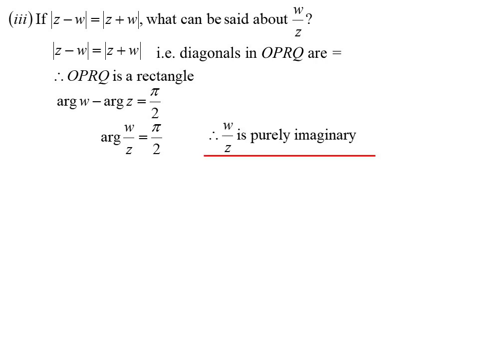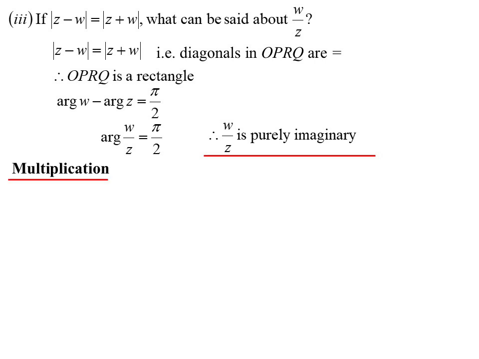Because if you were to plot a number that has an argument of pi on 2, you would end up on the imaginary axis. So we have a purely imaginary number. So I didn't have to use any algebra there to get that out. Just using geometry, it comes out nice and neatly.